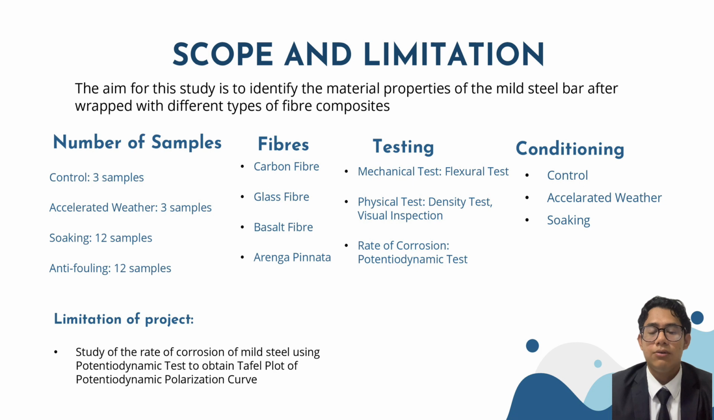For the testing, there will be 3 tests, which involve mechanical testing of flexure test, rate of corrosion test by using potentiodynamic, and also the physical test involving inspection and also density test. For the conditioning, there will be 3 types of condition involved, which are control, accelerated weather, and also soaking. And the limitation of the project is to determine the rate of corrosion of the mild steel by using potentiodynamic, which obtains the result of the Tafel slope of the potentiodynamic polarization curve.